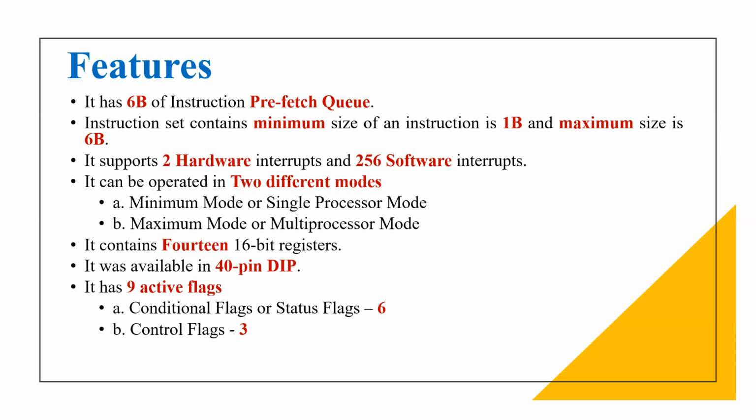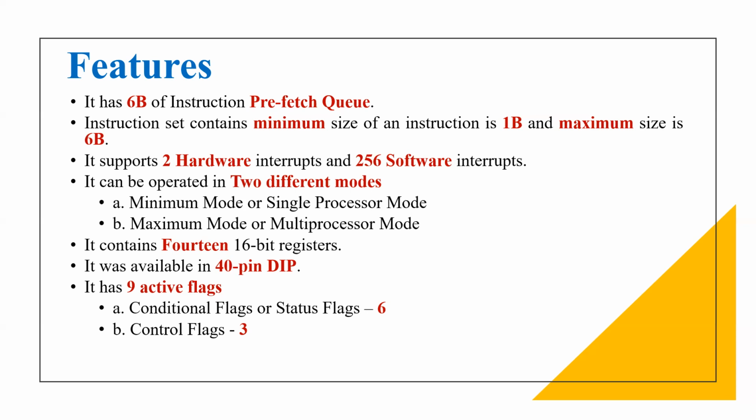And the next one is that this processor is available in a 40-pin dual inline package. That means this processor has a total of 40 pins or 40 signals or 40 lines. With the help of these lines, our processor can interact with the external world. That means with the help of those signals, the processor can interact with the memory elements as well as IO devices.